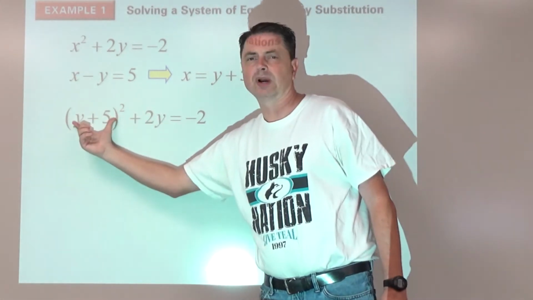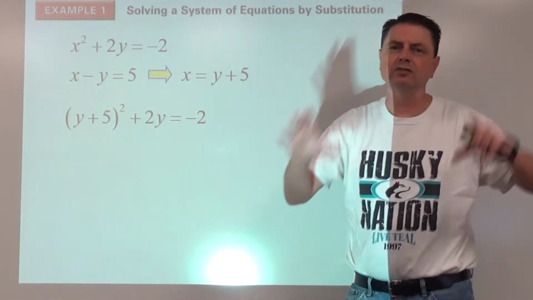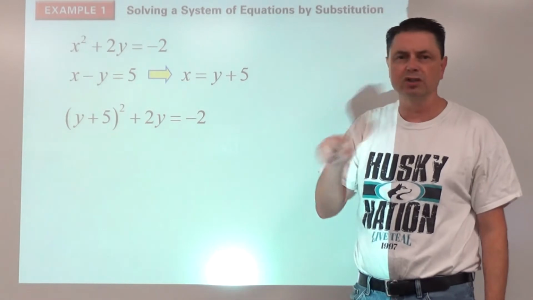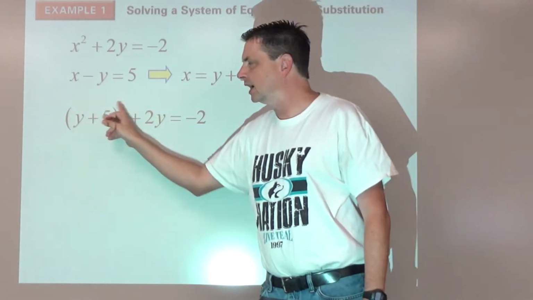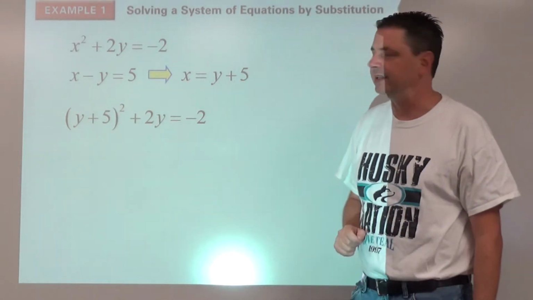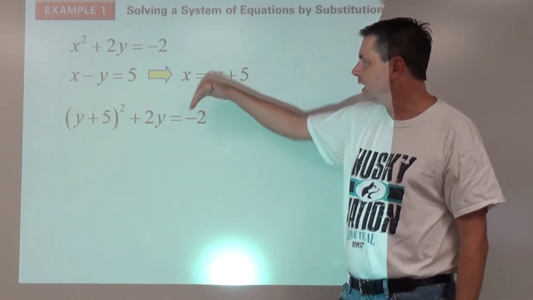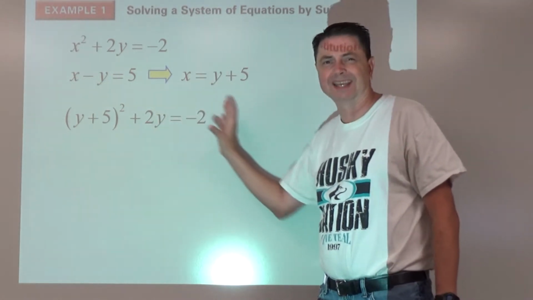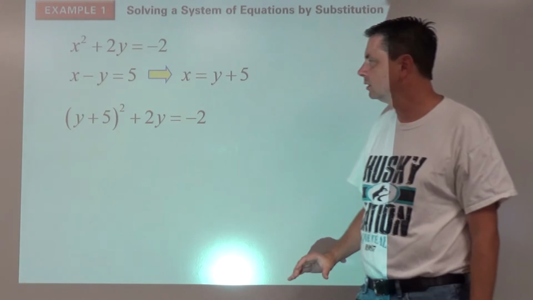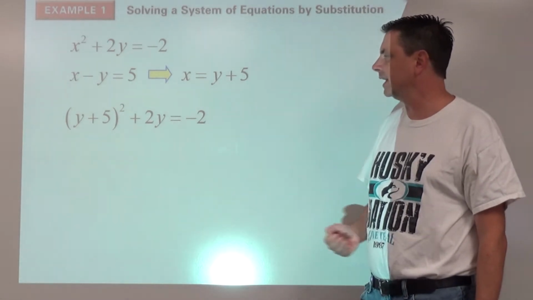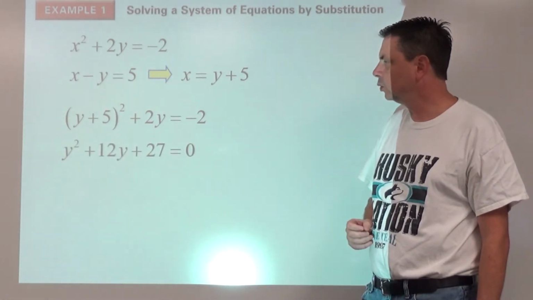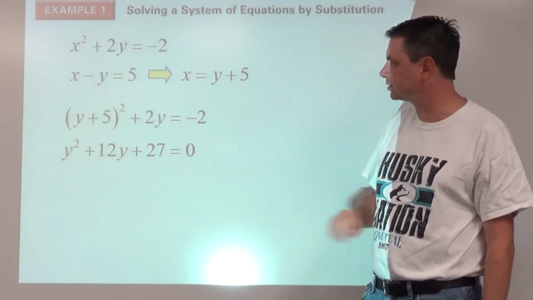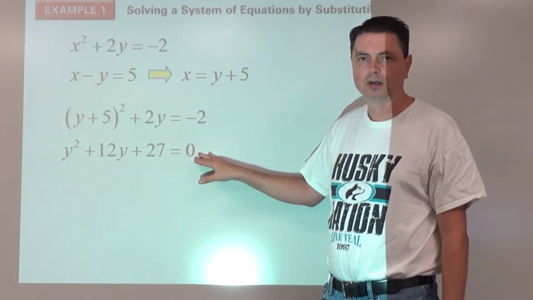So we'll need to square this quantity. So y plus 5 times y plus 5, multiply it all out. Do not distribute the exponent, that will not work. And since it's quadratic, we probably also want to get it equal to 0. And we're going to end up with y squared plus 12y plus 27 equals 0.